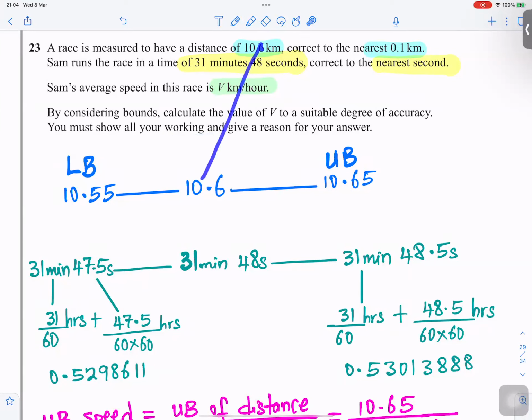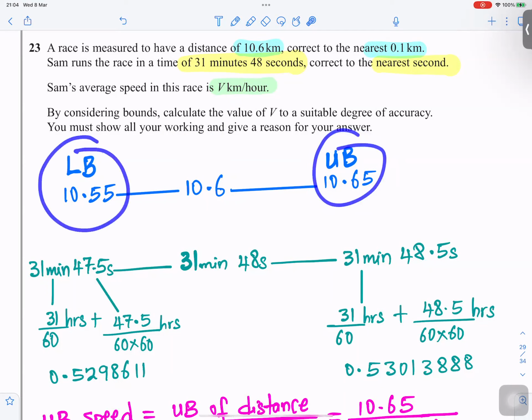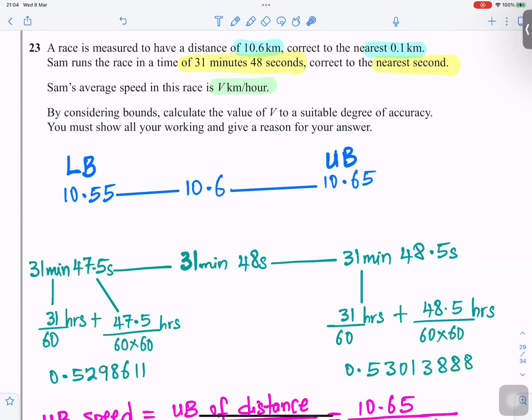Let's start with 10.6. We have 10.6 kilometers there, to the nearest 0.1. So the upper bound would be 10.65 and the lower bound would be 10.55. If it's 10.55 or more, you round that to 10.6, and if it's less than 10.65, you round that to 10.6. Now let's go and deal with the time. It's 31 minutes 47.5 seconds. The question gives us 31 minutes, 48 seconds. So let's keep the 31 minutes the same for all of them.